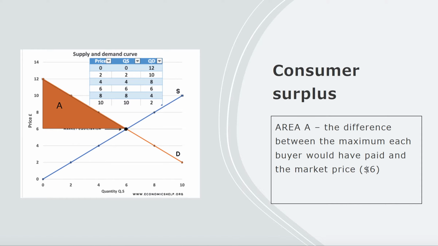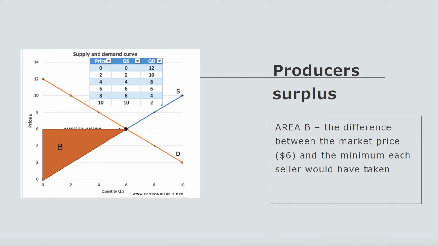All right, producer surplus. Again, it's the same idea except in reverse. Area B, the difference between the market price and the minimum each seller would have taken. So I would have sold it to you for 2, but I got 6. My surplus is 4. I would have sold it to you for 4, and I sold it for 6. My surplus is 2. That means I have resources that I've saved now that I can invest in R&D. I can start a new company.